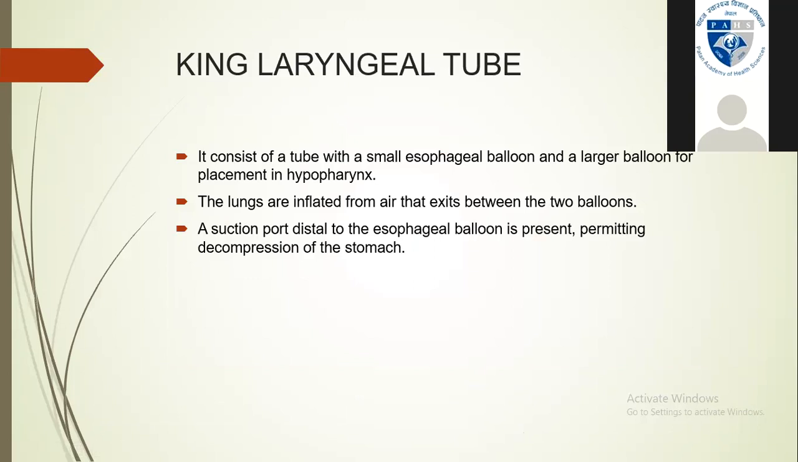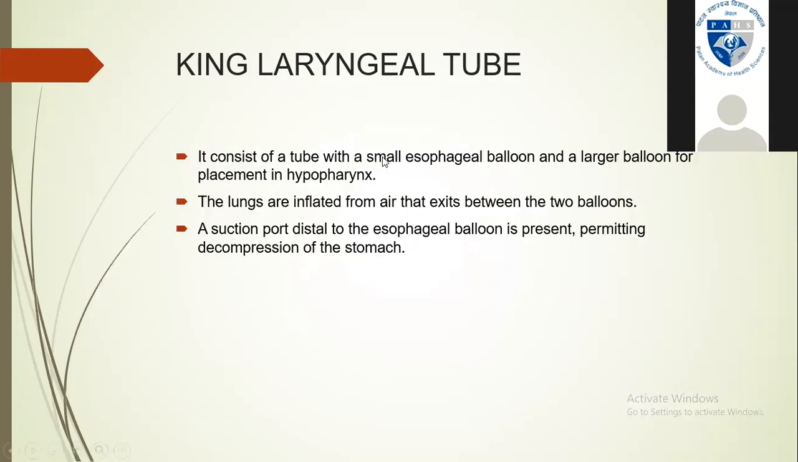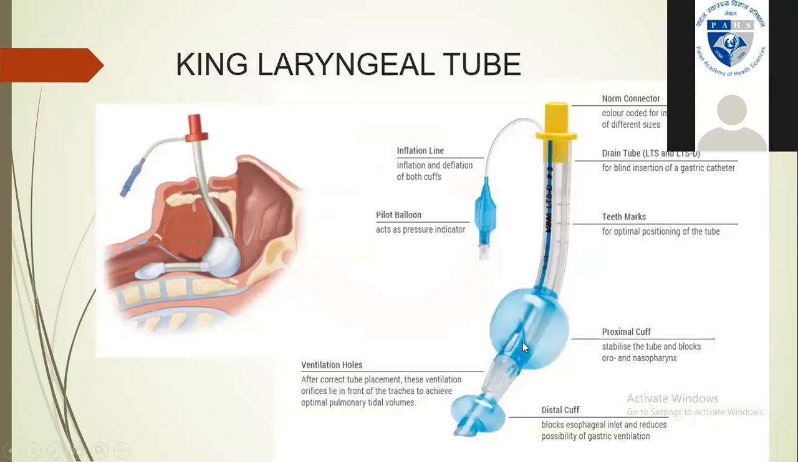King laryngeal tube. It is another device that can be used. It consists of a tube with a small esophageal balloon and a larger balloon for placement in the hypopharynx. The lungs are inflated from air that exists between the two balloons. As we can see, in between the two balloons, there are ventilation holes which act as ventilating holes and aid in the passage of air.